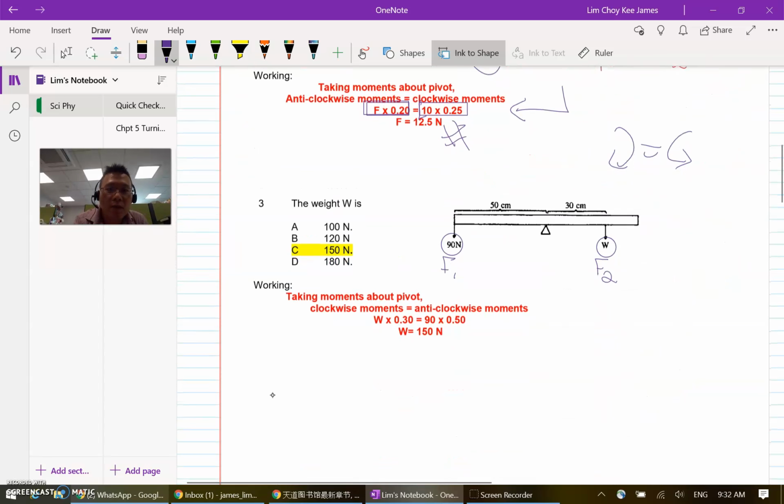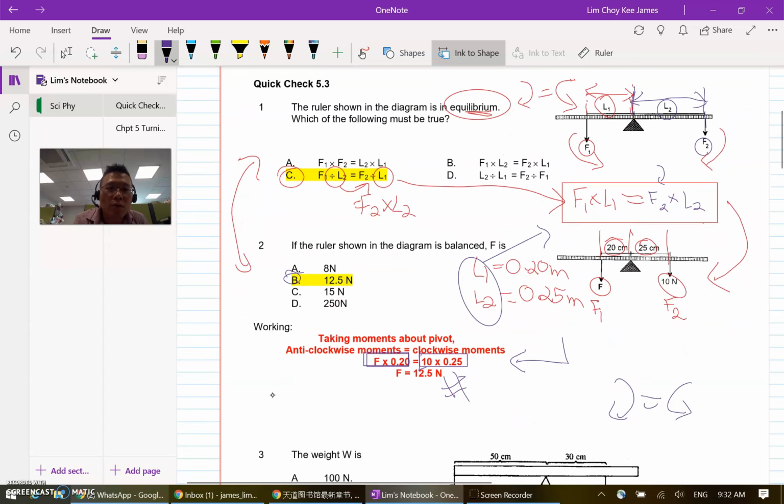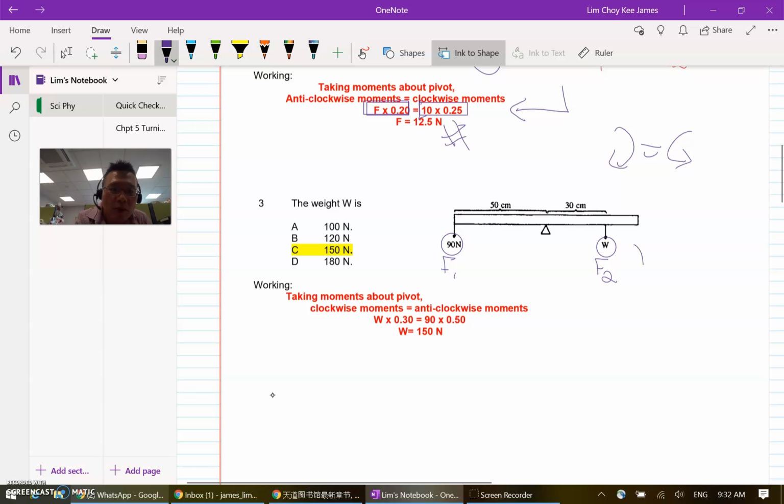So for clockwise moment, we'll find that the clockwise moment is F2 multiplied by L2, which is 0.30 meter. This is a moment what we know as M2. For M1, this is anti-clockwise. It will be F1 multiplied by L1. In this case this will be your L1.